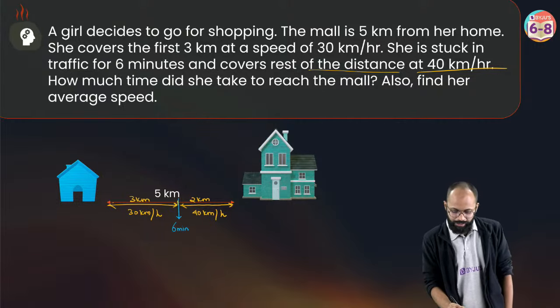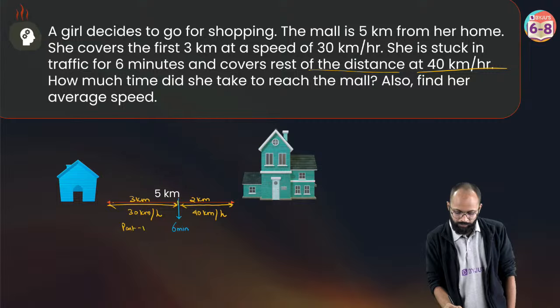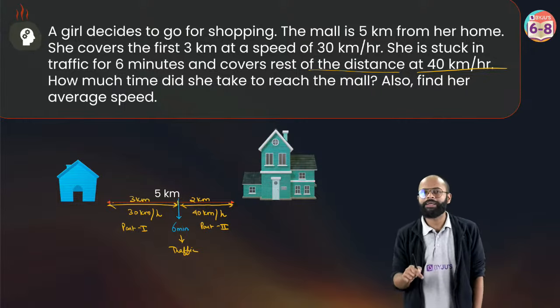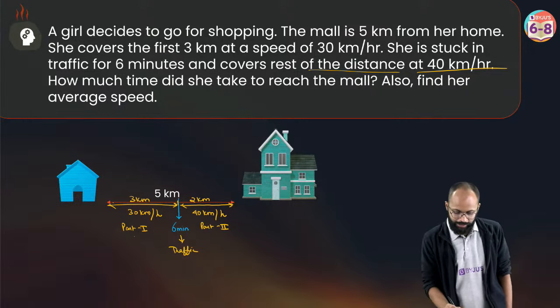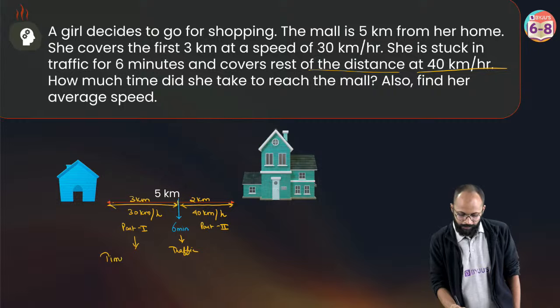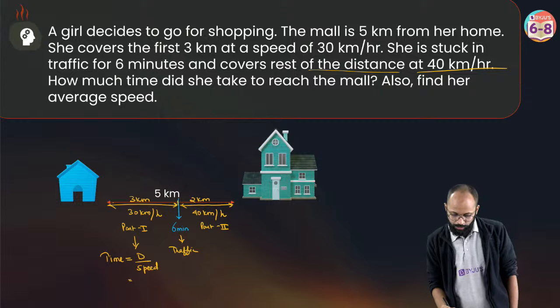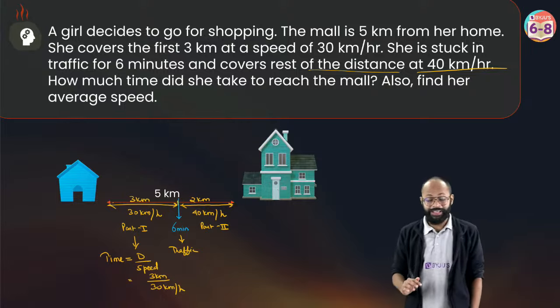This is part 1, this is part 2, and this is your traffic. In part 1, how much time did she take? Sir, time is equal to distance upon speed. Time is equal to 3 km upon speed, which is 30 km per hour. Correct, 30 km per hour.